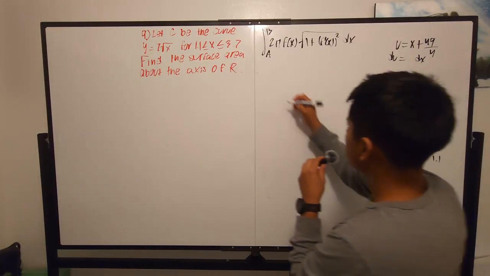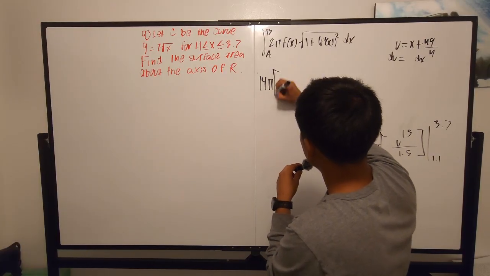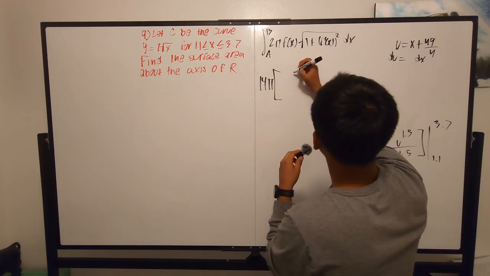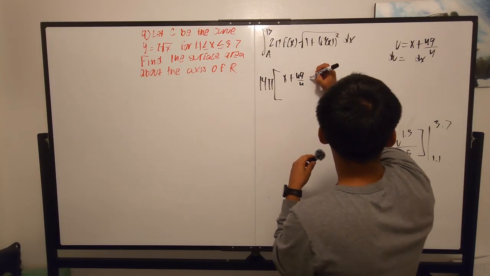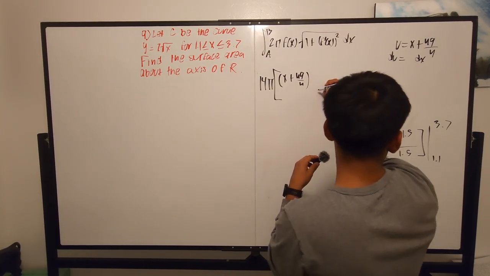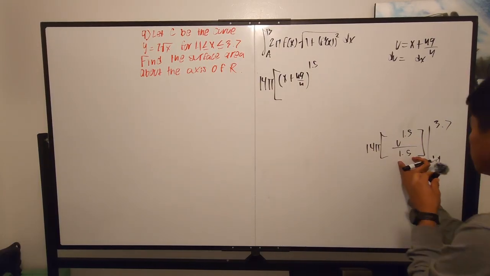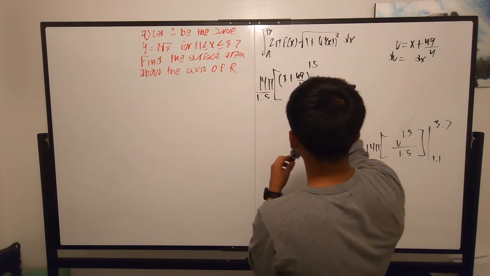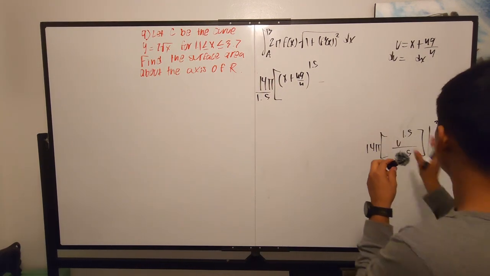So we have 14 pi evaluating (x + 49/4) over 1.5. I'm going to go ahead and pull out this other 1.5, so it'll be 14 divided by 1.5. And then on this, it'll be minus.